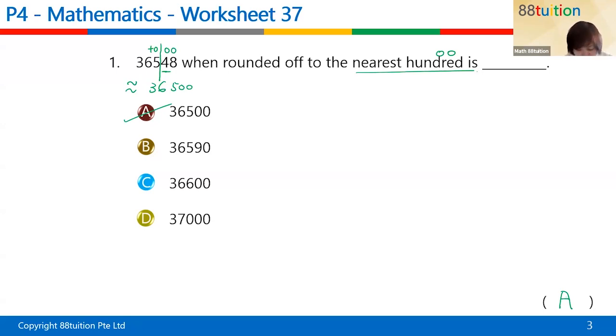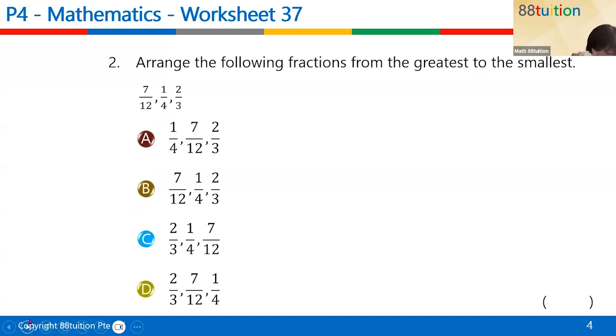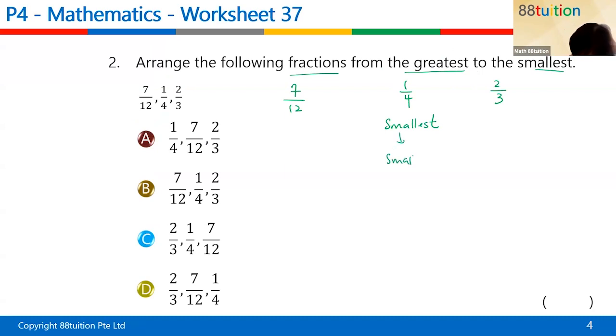All right, so question number 2. Arrange the following fractions from the greatest to the smallest. So now we have 3 fractions, 7/12 and the other two. From here, we very clearly know that this one is the smallest because this is smaller than half. If you take a look, this one is greater than half.